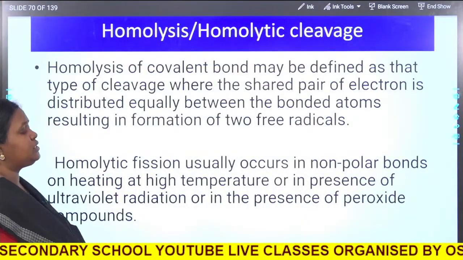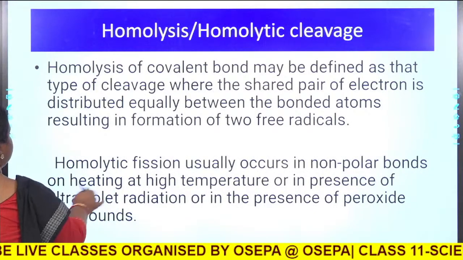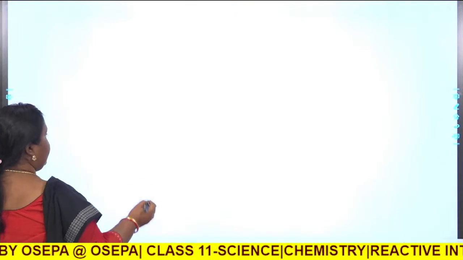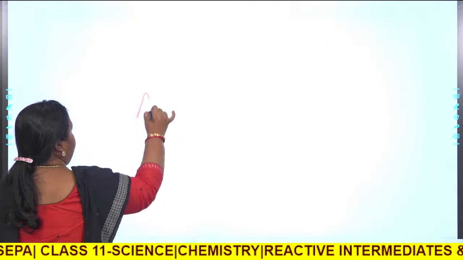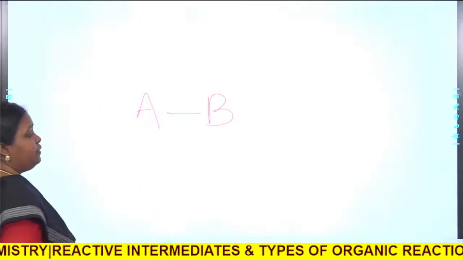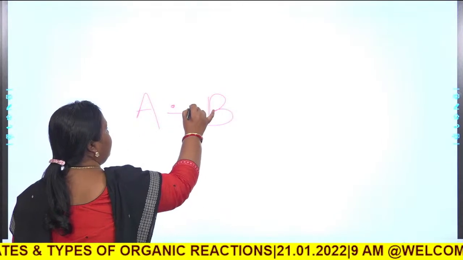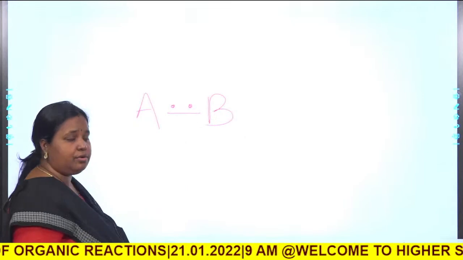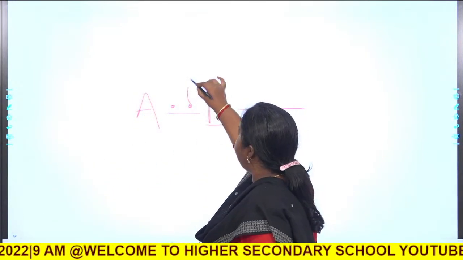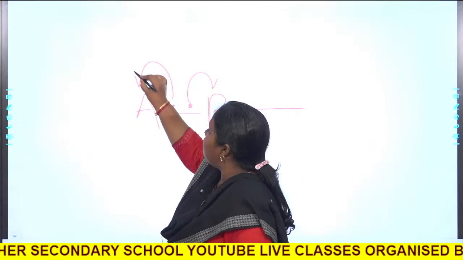What is homolysis or homolytic cleavage? Now, suppose there is one A and B, they are forming a covalent bond. So, A gives 1 electron and B gives another electron. Suppose the bond breaks in such a way that B takes away 1 electron and A takes away 1 electron.